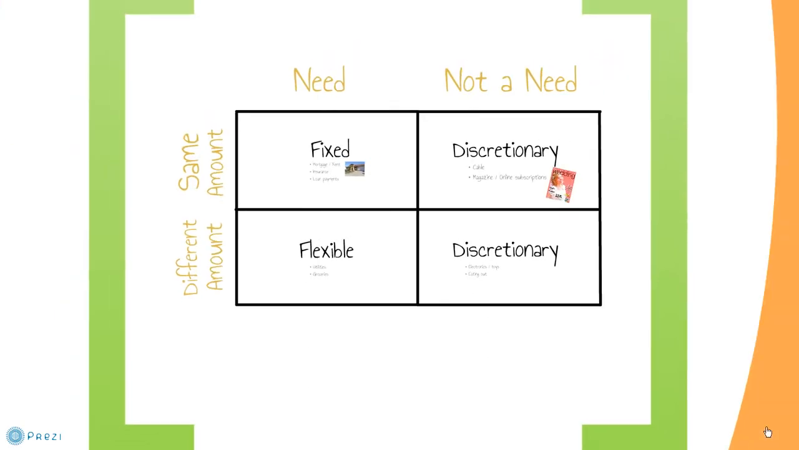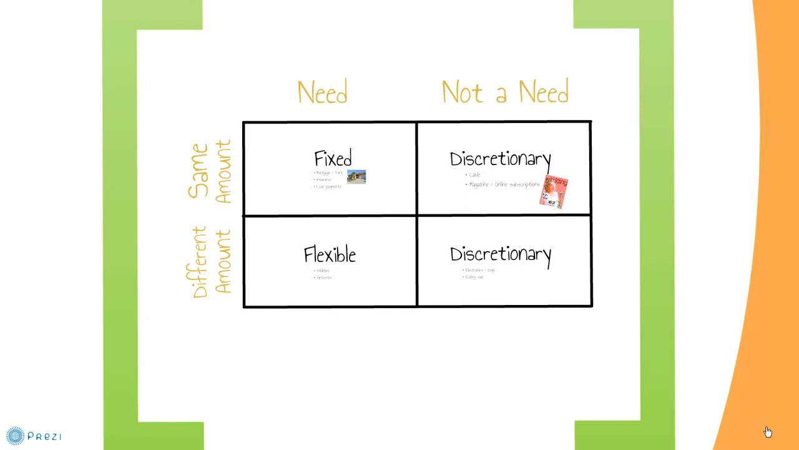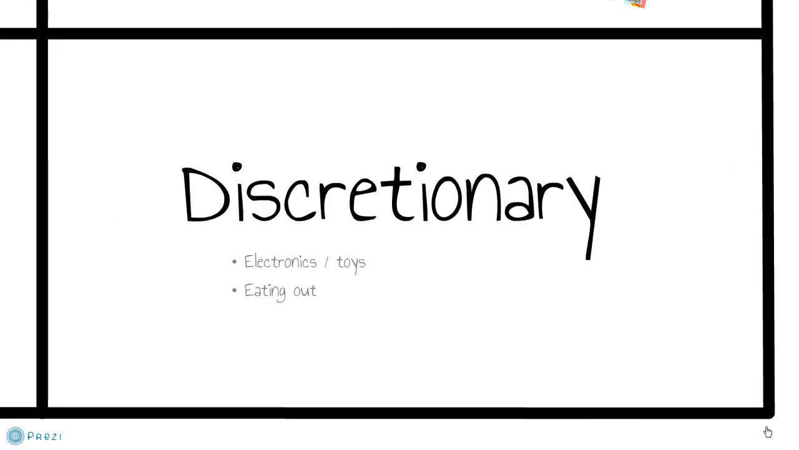Expenses that are not strictly speaking necessary are discretionary expenses. There are 2 types of these non-vital purchases. The first type of discretionary expense has consistent monthly payments. These are things like cable, magazines, or other subscriptions. The other type of discretionary expense has varying monthly amounts. This may include things like going out to eat, electronics, big vacations, or jewelry.